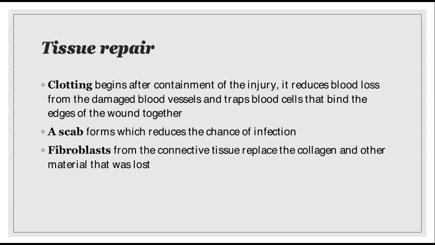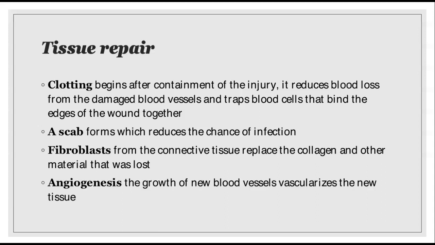And then remember those cells called fibroblasts from the connective tissue. Well, they make more connective tissue to replace the collagen and other material that was lost. And then we have something called angiogenesis, which is the growth of new blood vessels that vascularizes the new tissue, which just allows new blood vessels to be in the new tissue that you have to replace.